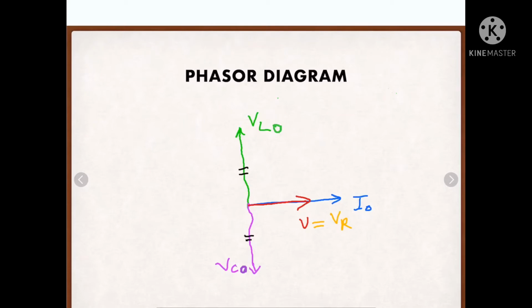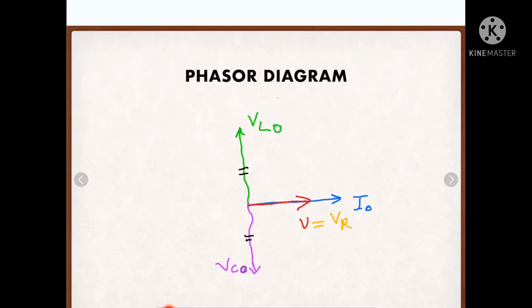I will repeat it again. We will take a reference quantity, current. Current we will draw horizontally, and the supply voltage will be in phase with this horizontal current. Then we will draw a phasor upward, that will be VL, voltage across inductor. Then we will draw a phasor downward, that is voltage across capacitor. And as we know, these two voltages are going to cancel out each other, so the remaining voltage will be only VR, that is going to be equal to the supply voltage.